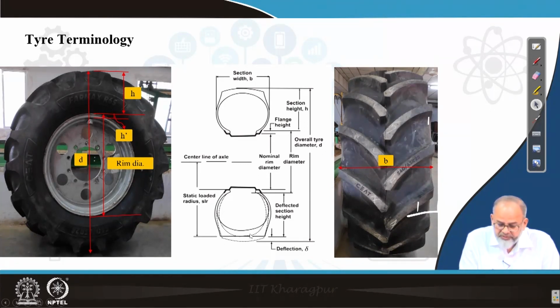Deflection is shown here. During operation, because of the weight, the tyre gets deflected, and the deflected height is lesser than the section height. Deflection depends on many factors like the material of the tyre, the type of tyre, whether it is a bias ply tyre, a radial ply tyre, or a bias belted tyre, and it also depends on the inflation pressure and the soil condition. Deflection of the tyre will reduce the tyre radius, and thereby the rolling radius is reduced.